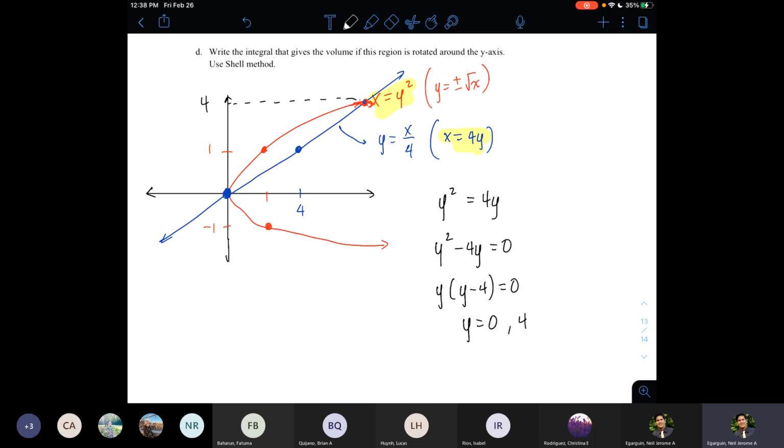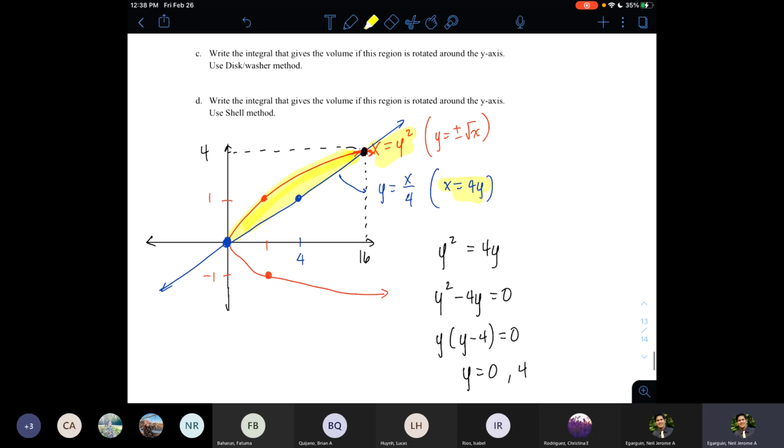So this point of intersection happens at y equals positive 4. And what's the corresponding x value there? You plug y equals 4 into one of these equations. When y is 4, x would be 16. So this point of intersection here is (16, 4). All right, and the shaded region is this. Now we're ready to answer some of the problems. Let's start with problem A.